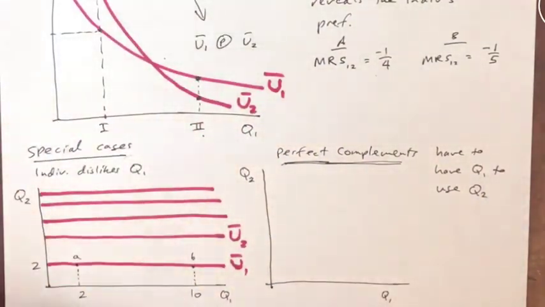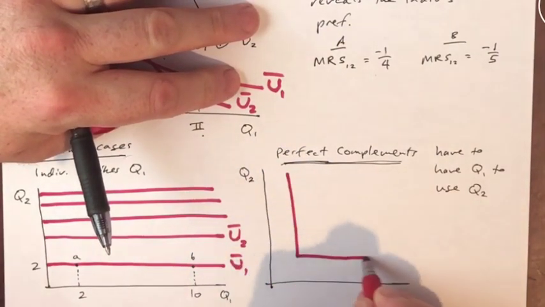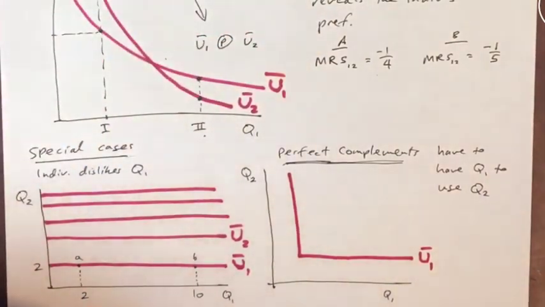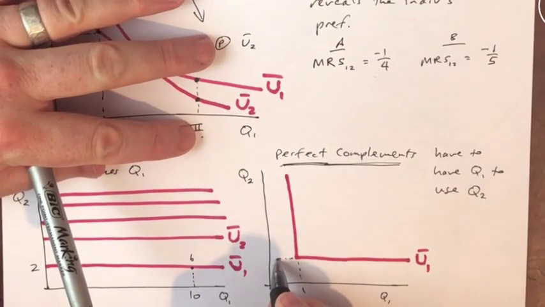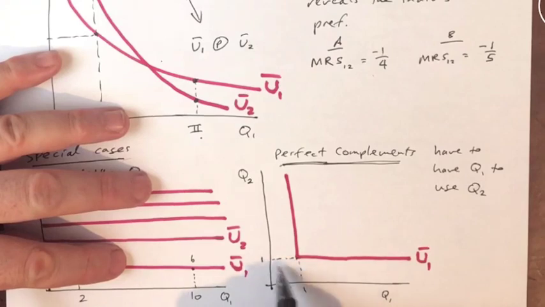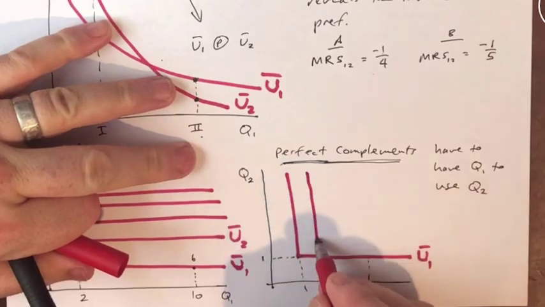If we had perfect complements, we would have an indifference curve with a very special shape that would look like this, okay? Because you need, let's say, 1 of each of them for that to be any good to you, right? Like if you have 1 and you have 5 of the other one, well, those aren't any good to you, right? That's the same as having 1 and 1, okay? But if you had more, then you would prefer that, okay?